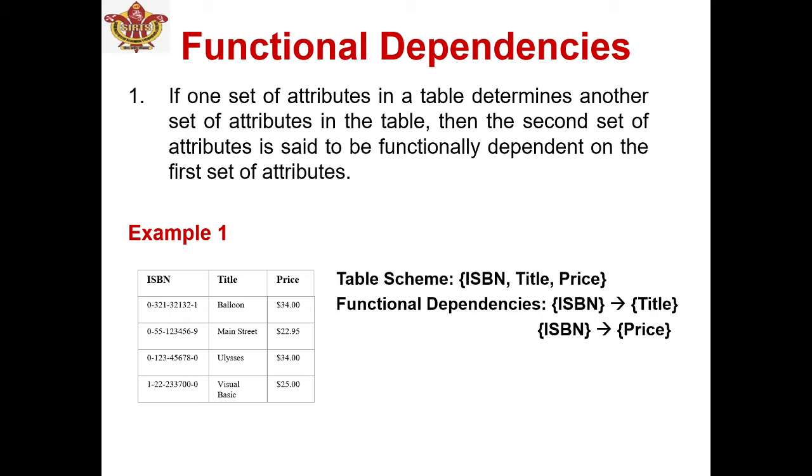So we are taking an example: ISBN, title, price. There is a table scheme with ISBN, title, price, and the functional dependencies: ISBN determines title, ISBN determines price. So here we can say title is fully dependent on ISBN, price is dependent on ISBN. The right hand side we call the dependent, and the left hand side is called the determinant. So the determinant determines the dependent, right?